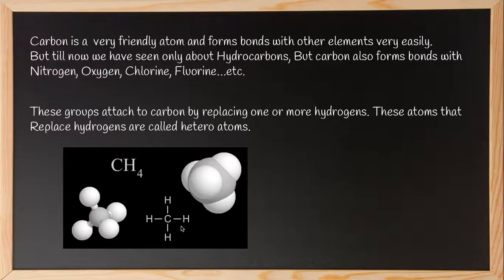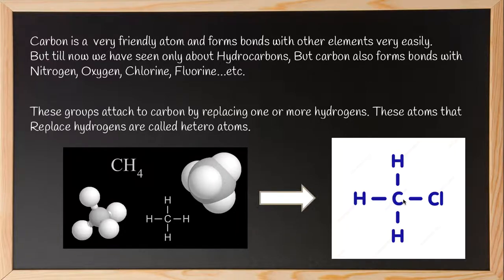So what will I get now? The resulting structure is this. Since I removed this hydrogen, I added chlorine in the hydrogen's place. So this particular atom which replaces hydrogen and joins in that place is called a heteroatom. I hope it's clear.